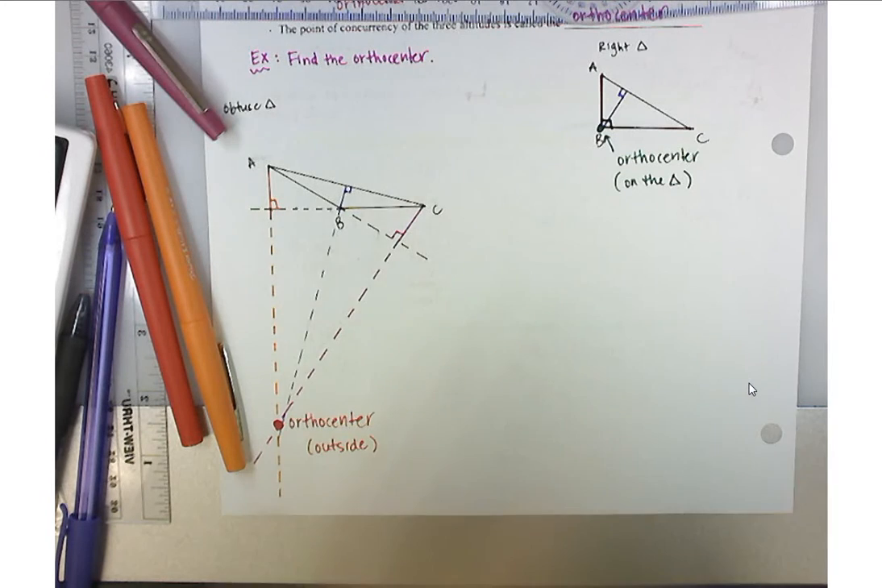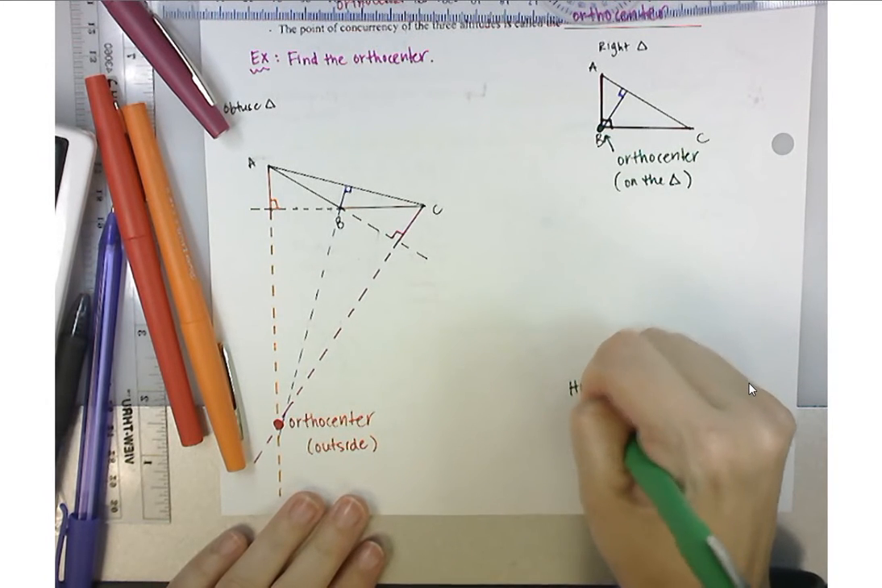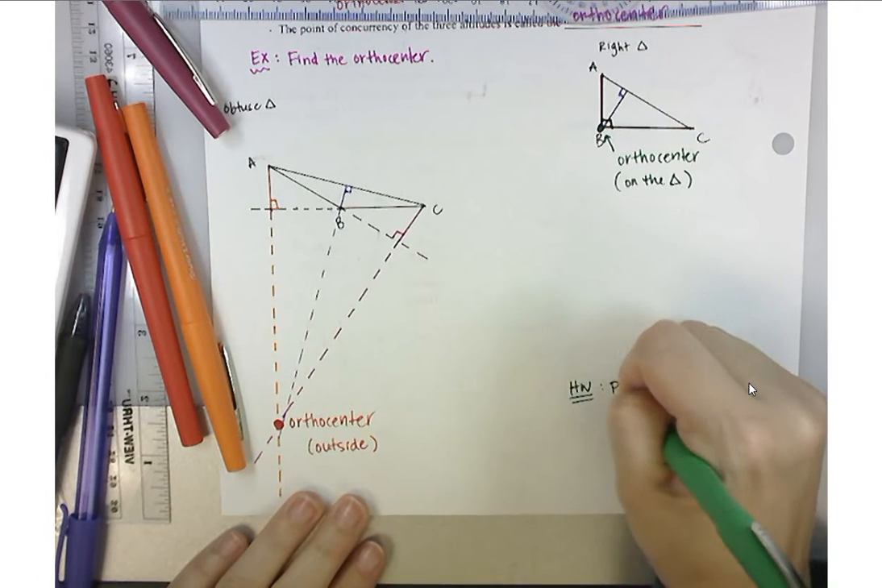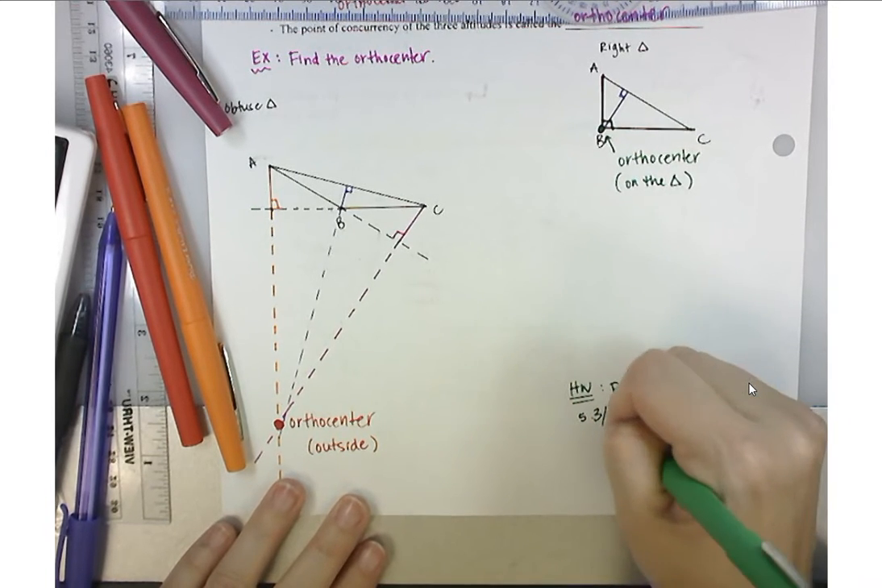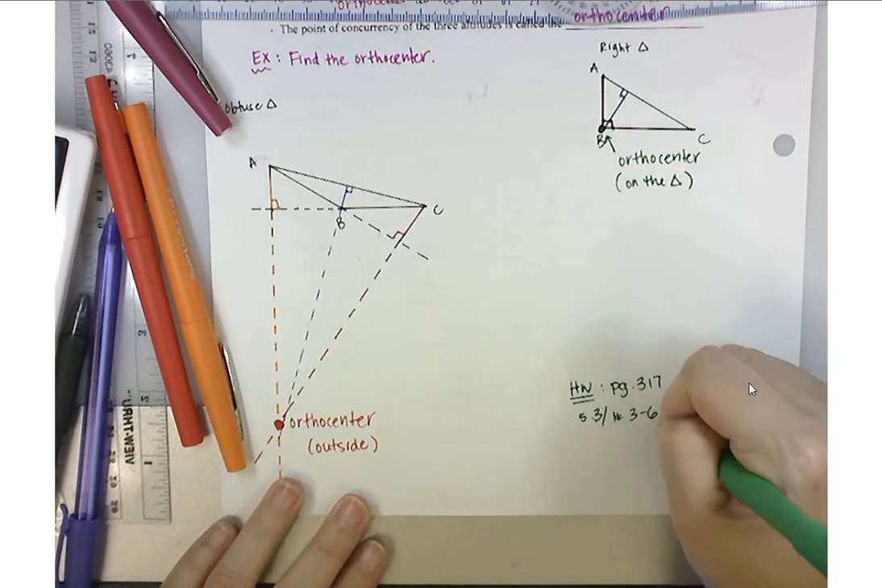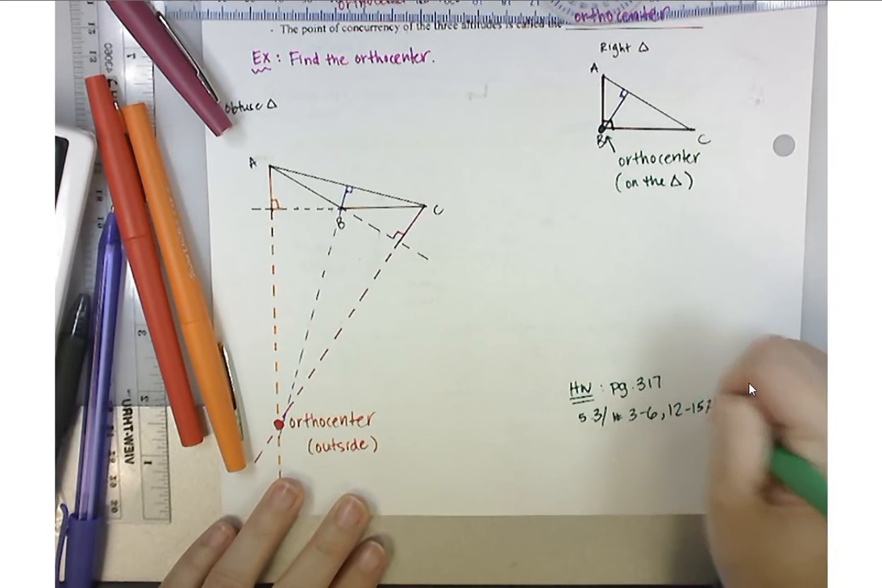All right, so then your homework is page 317. And again, remember it's 5-3. And we're doing 3 through 6, 12 through 15, 21 through 23.